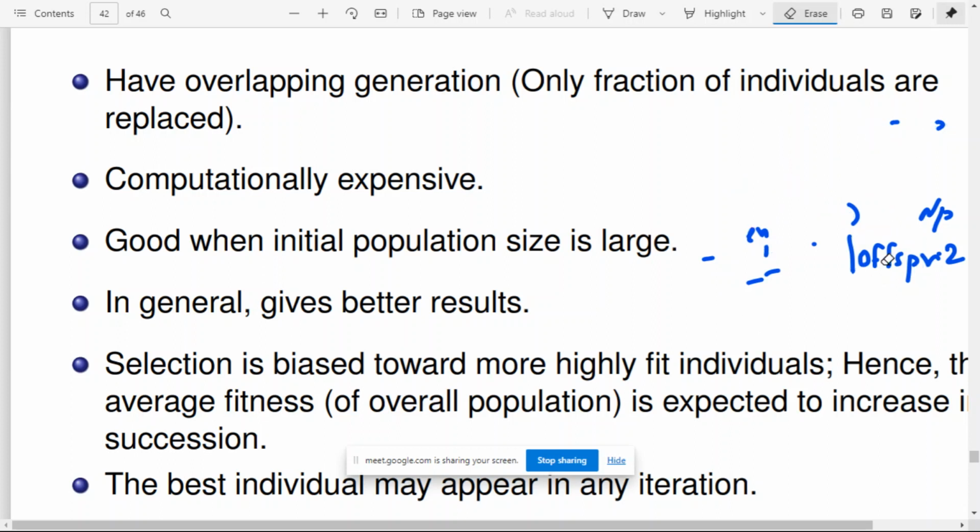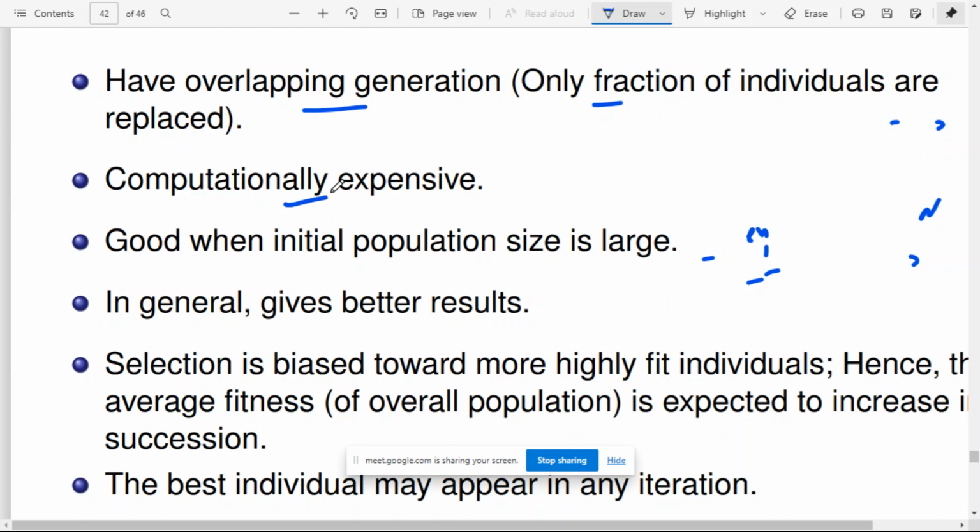These are some of the features of simple GA. It has overlapping generations. Yes, it may have overlapping generations because we are replacing the last generation, not the first generation. So overlapping generations are possible. Only fractions of individuals are replaced. We are not replacing the entire population. Only one generation we are replacing.